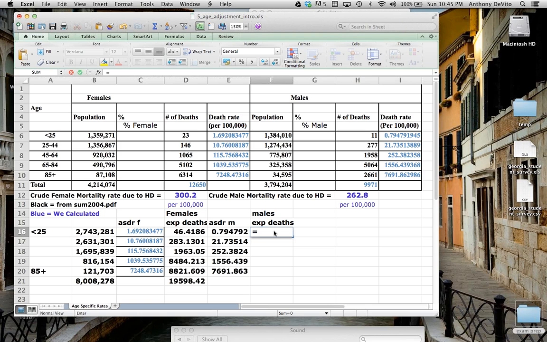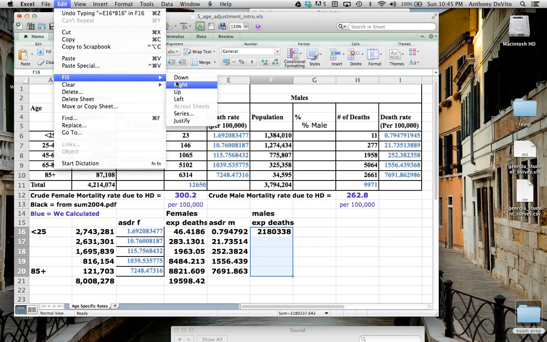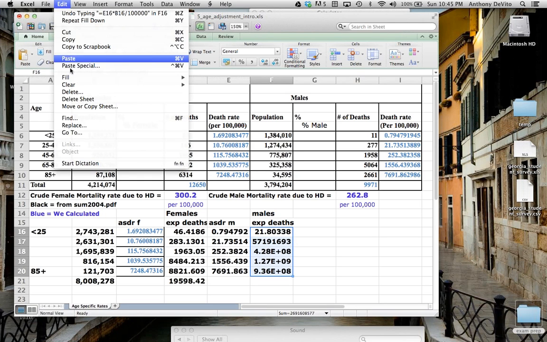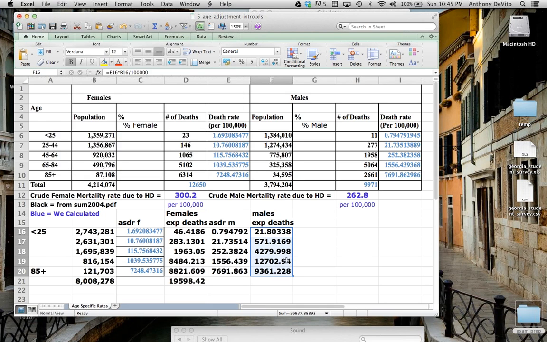Now for males, it's going to be equal to this death rate times the same population in this group. Okay, and I'm going to fill down. Whoops, something went wrong there. Oh, I forgot the per 100,000. Okay, and I'm going to fill down. Okay, and I'm going to get the sum of deaths I expect there based on that same population. I'm comparing both of these death rates to the same population.